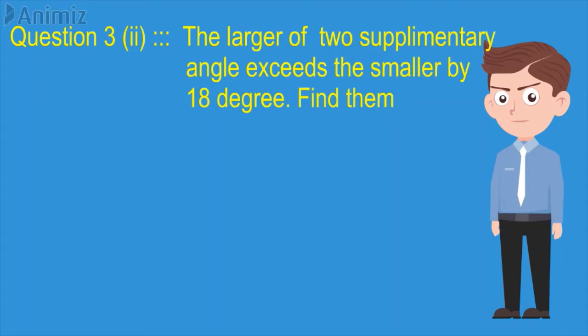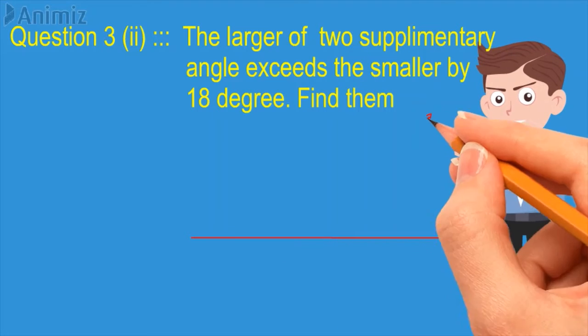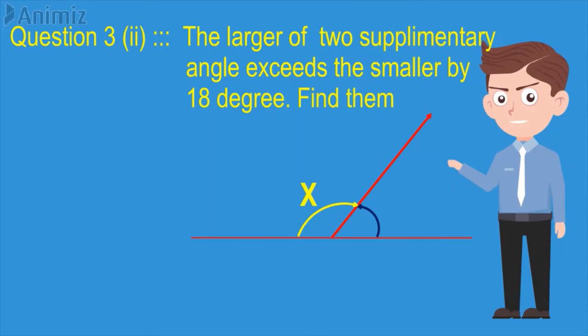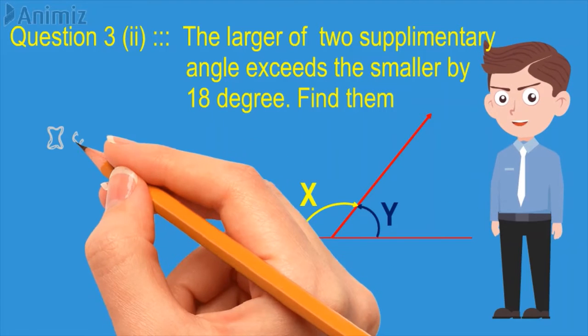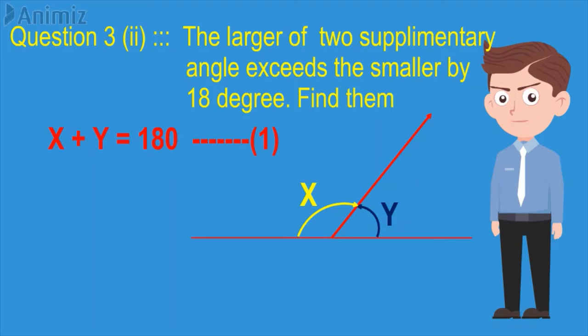In this case it says the larger of the supplementary angles. So first of all, that means there are supplementary angles. So draw a straight line, and on that draw an angle. The two angles, one of them should be smaller, one of them should be larger. Let us say x is the greater angle and y is the smaller angle. Because they are the two supplementary angles, their sum has to be 180. Now the question says that the larger exceeds the smaller by 18 degrees. Larger is x, so x minus y has to be 18. This gives us the second equation.